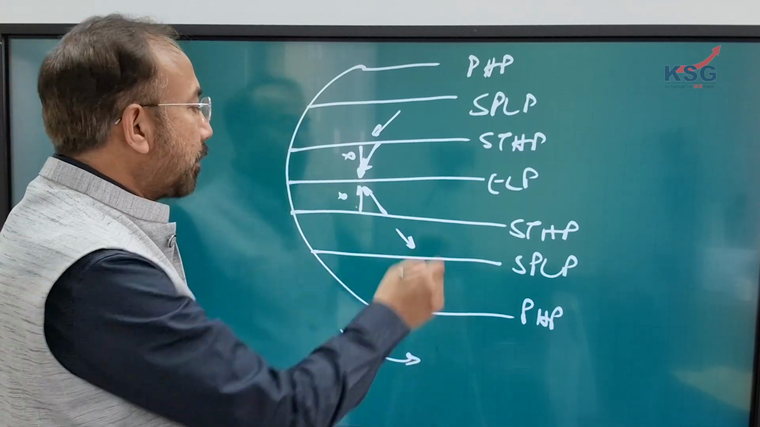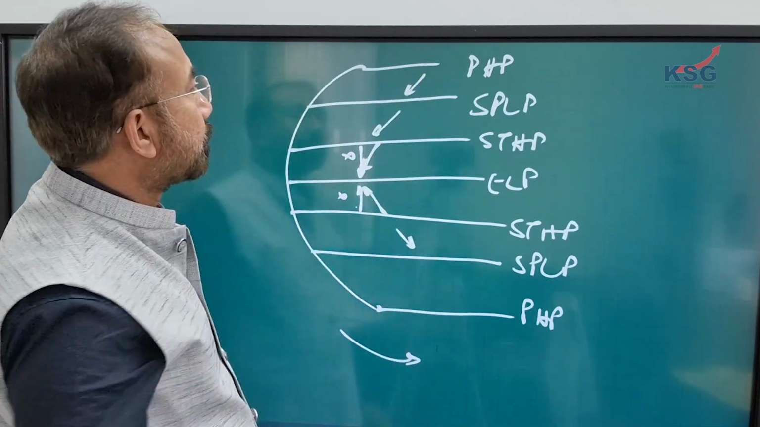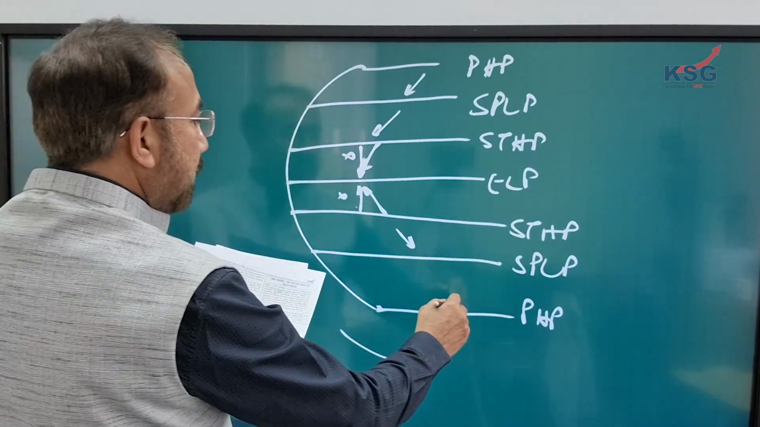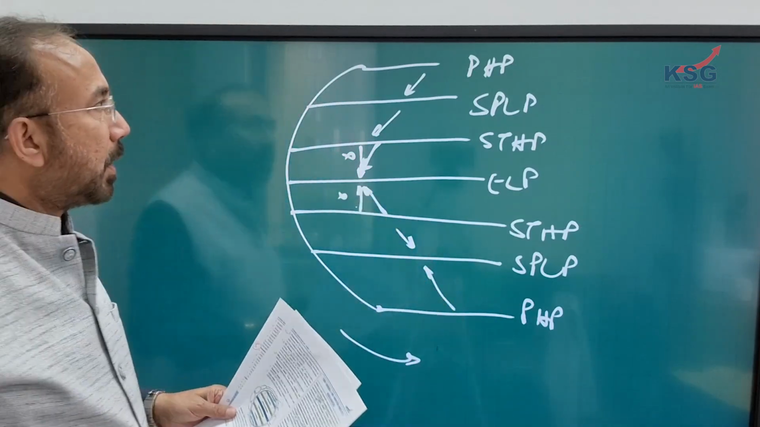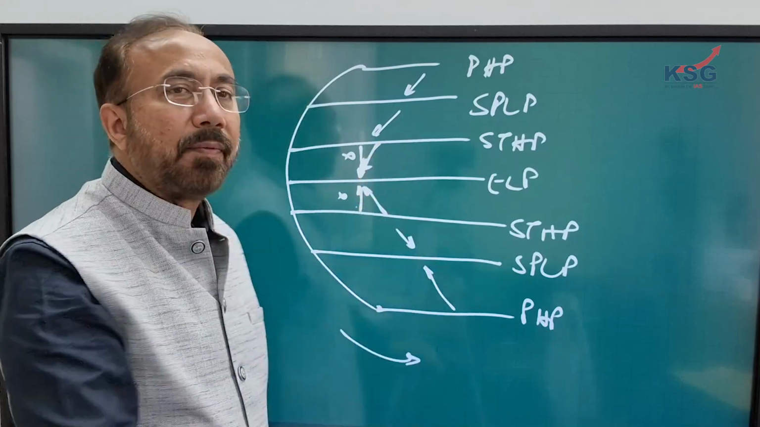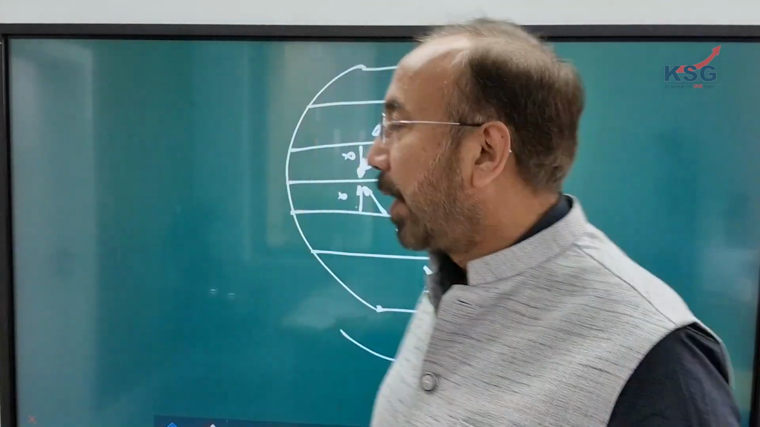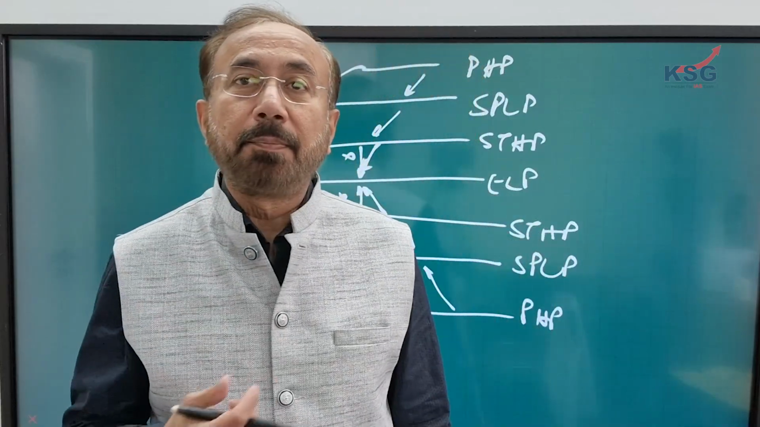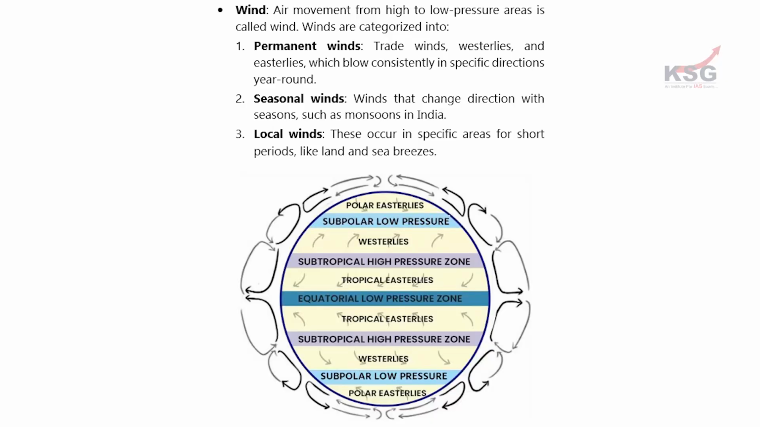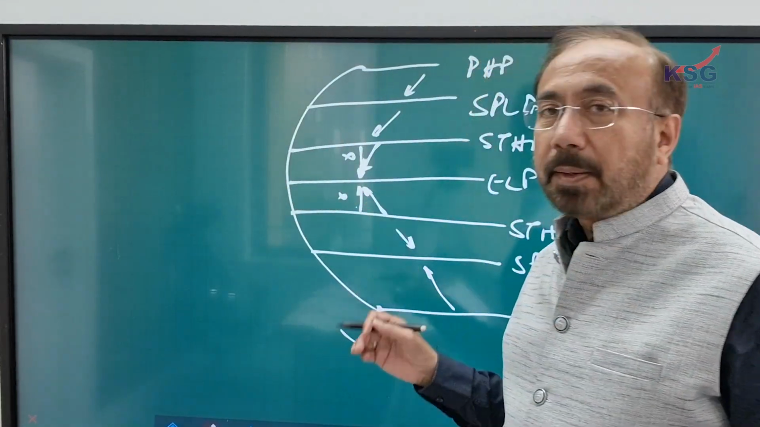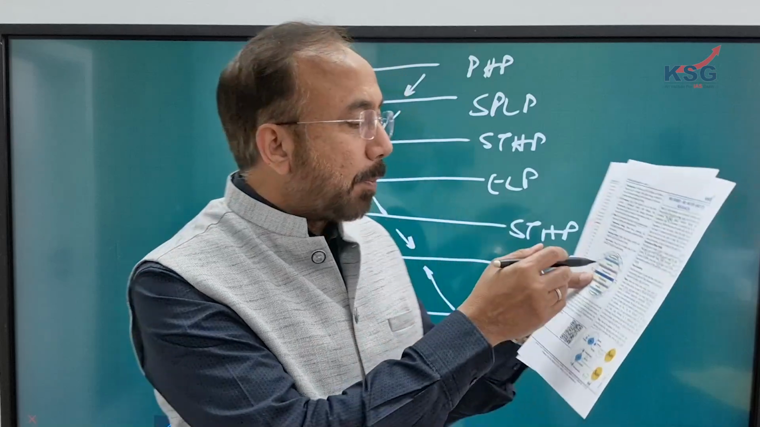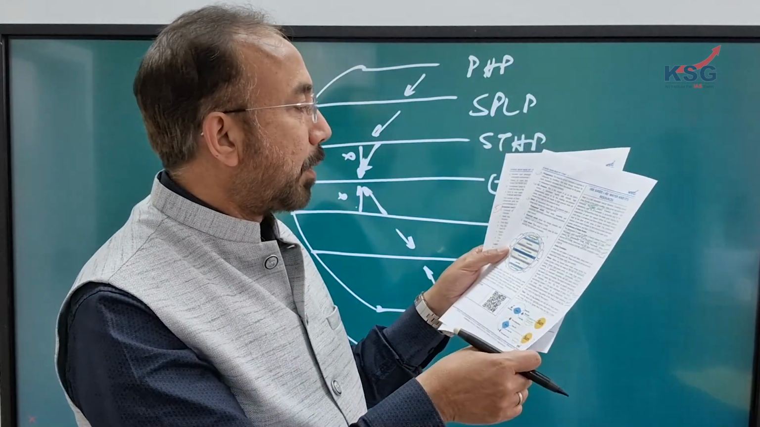And then from these two sides, we have got polar easterlies, that would also be coming in this manner. So these names are given to these winds. These winds, in response to the permanent pressure belts that we have on Earth, are named differently, like polar easterlies, subtropical, and the like. This map is also given, which explains that for you here.